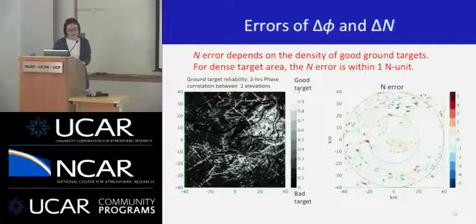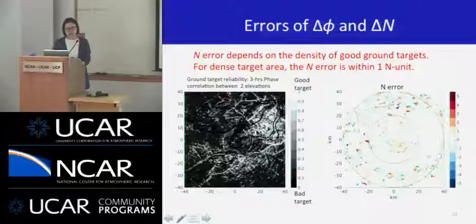The white ones are the good ground targets, and the black ones are the bad ground targets. The white ones better represent refractivity changes, in contrast with the bad ones, which are probably caused by the wind or something else. So this is the new refractivity index changes. Then we also do some simulation to get the phase fluctuations based on this ground target reliability, and then we get the refractivity error map based on these uncertainties.